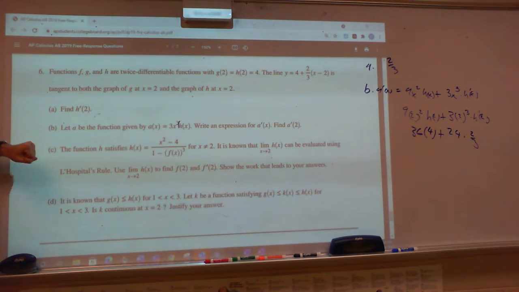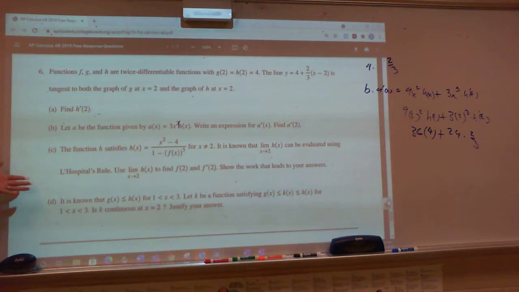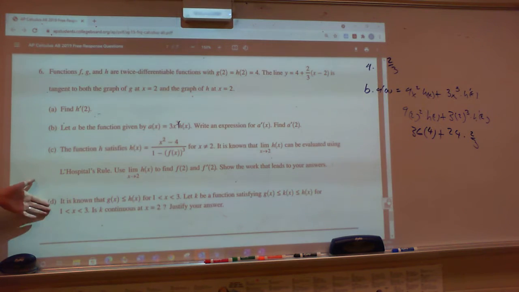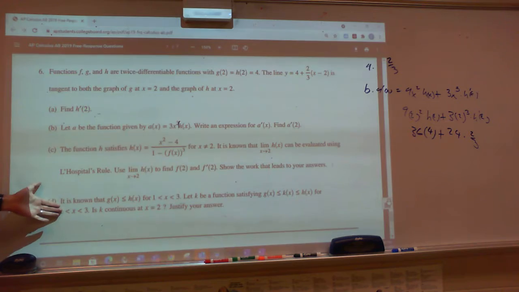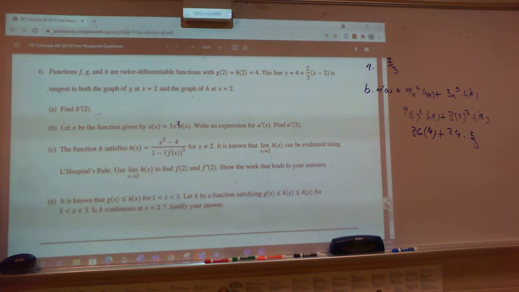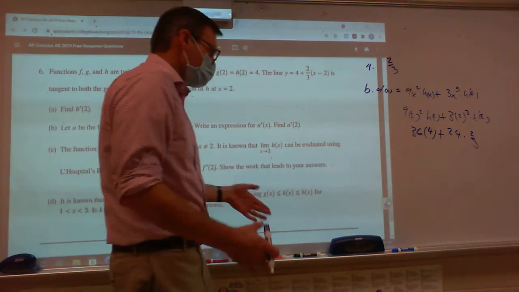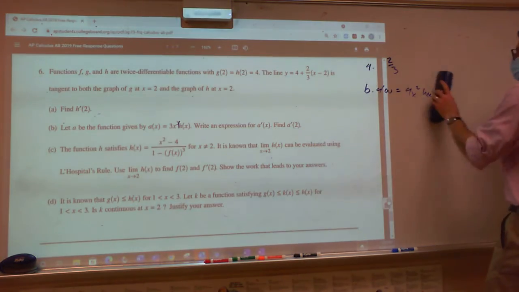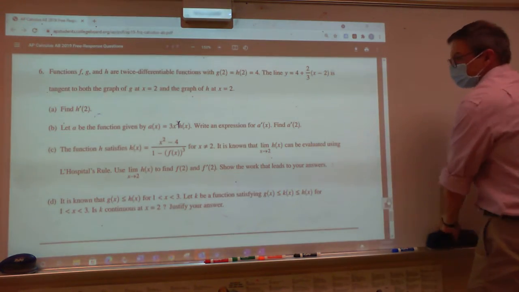Now, I really want to give you an example of what they do in C and D. These are random, right? I've never seen a problem like this. Part D actually uses the squeeze theorem. I honestly haven't seen a squeeze theorem problem on a free response question, like ever, except this year. Question 6, sometimes it's 5, but usually it's 6, it's just a bunch of random stuff.